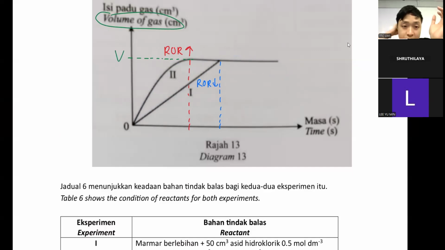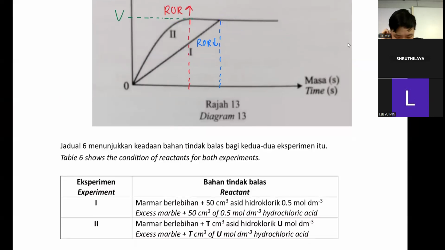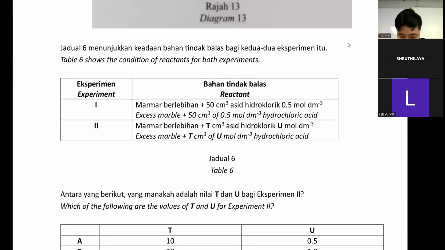Then I don't know, I get V. Okay, so you get both V cm cube of the gas. So here, probably you know what the gas is? Marble is calcium carbonate, reacting with hydrochloric acid. So you already know.